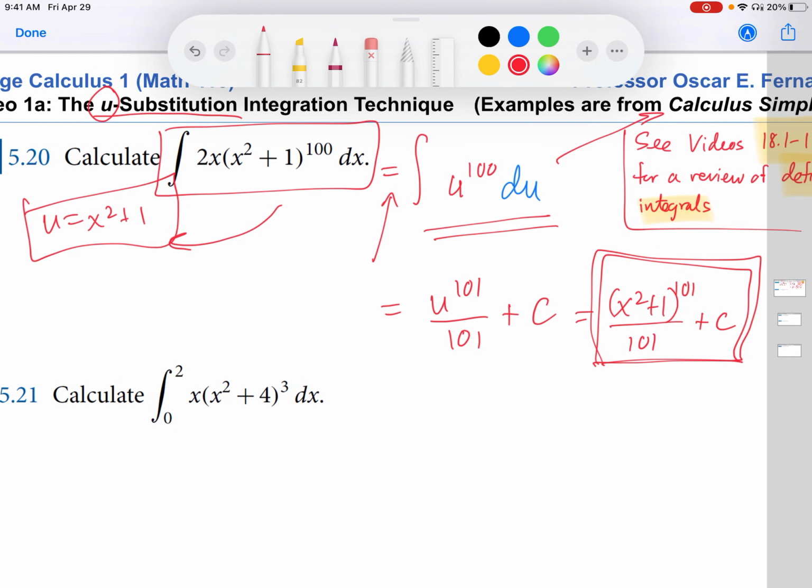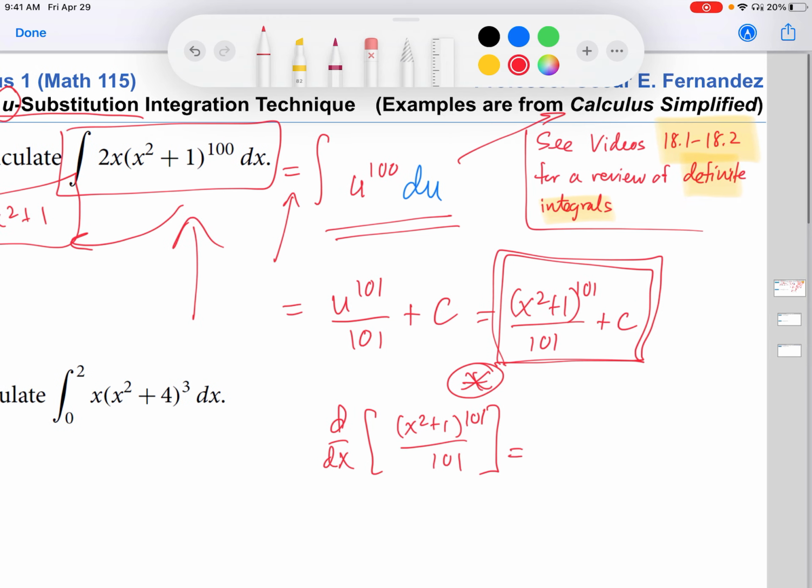It would be a good idea to review some of your differentiation rules to ensure that this really is, in fact, the integral. How do you do that? Take the derivative of this function, and you should get back the integrand that is up here. So let's take the derivative here. This is a composite function. The 1 over 101 goes along for the ride. Then we differentiate x squared plus 1 to the 101. We bring down 101, x squared plus 1 to the 100. That's the derivative of the outside. Then we multiply by the derivative of the inside. So I'm using the chain rule here.